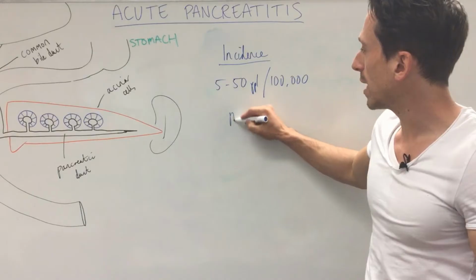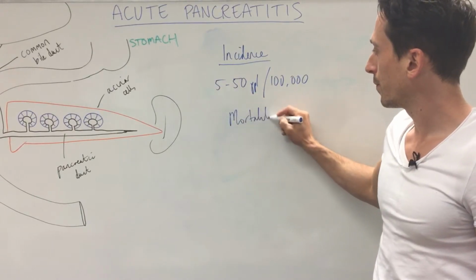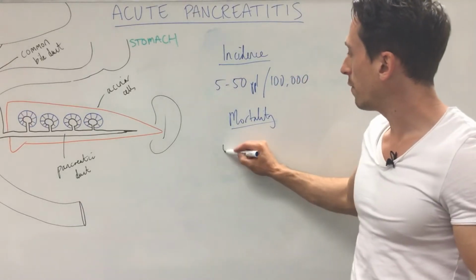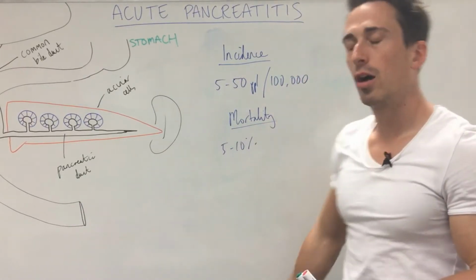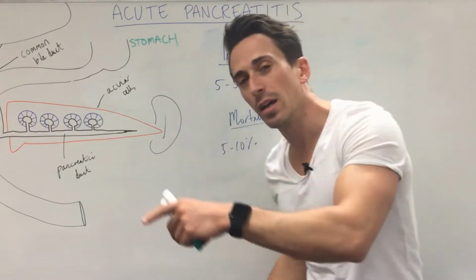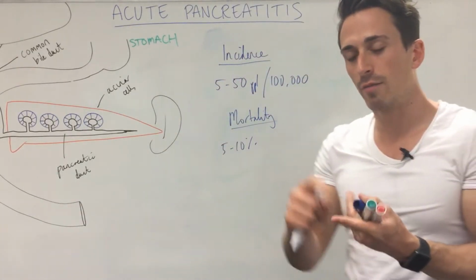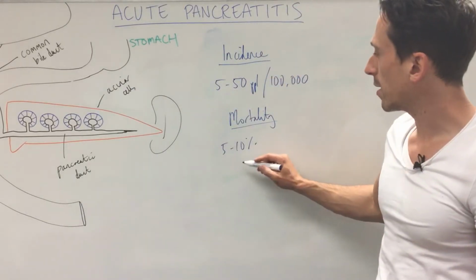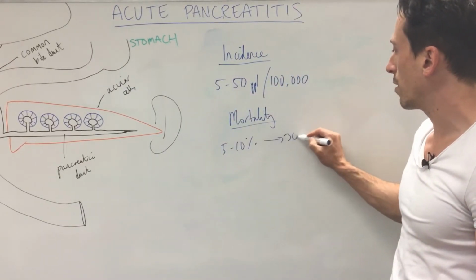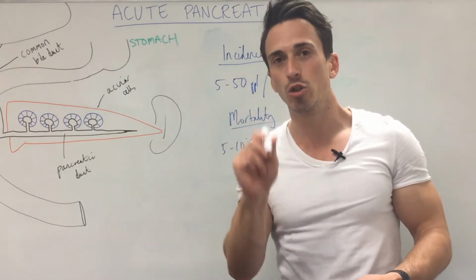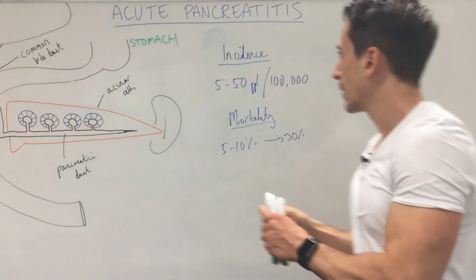Now if we look at the mortality, so the rate of death, well, the rate of death is usually between 5 to 10% of individuals with acute pancreatitis die from it. But if it's severe, so you can have mild, you can have moderately severe, and you can have severe. If you have a severe case, that mortality rate can even be upwards of about 30%. So this is something that really needs to be looked at and addressed very quickly.